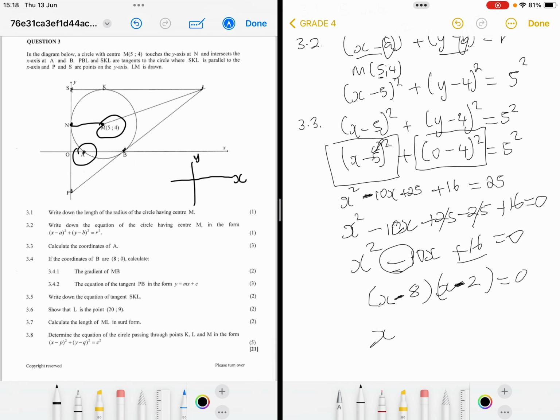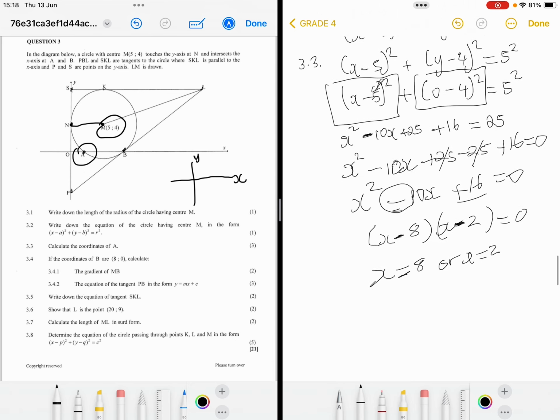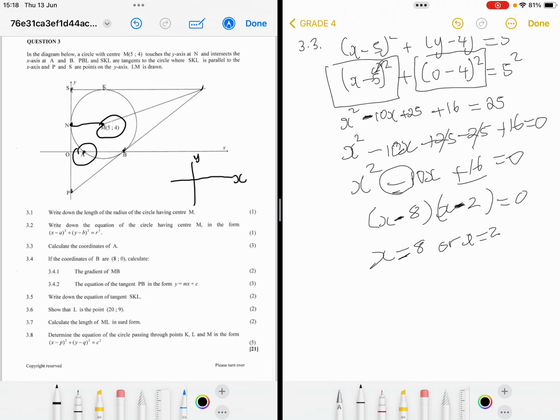So it means x is equal to 8, or x is equal to 2. So we're going to take the smaller coordinate of x, which is 2, as a comes before b. So it means A will be 2 and 0. So simple.